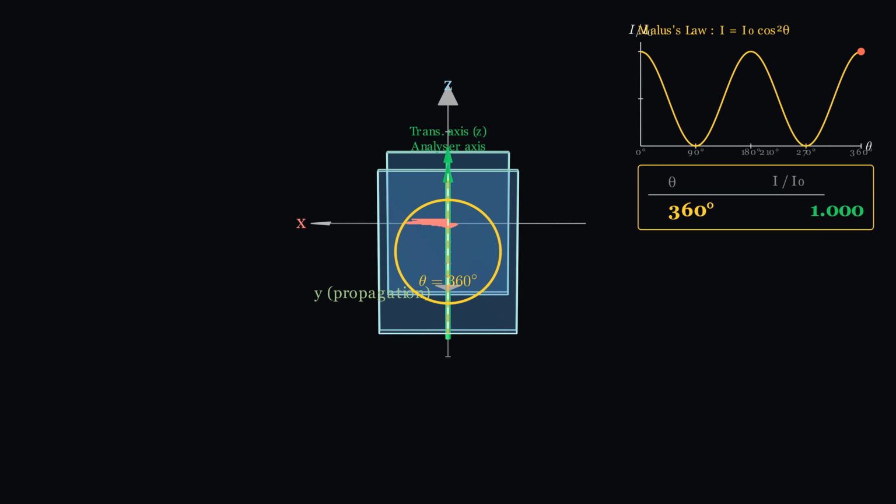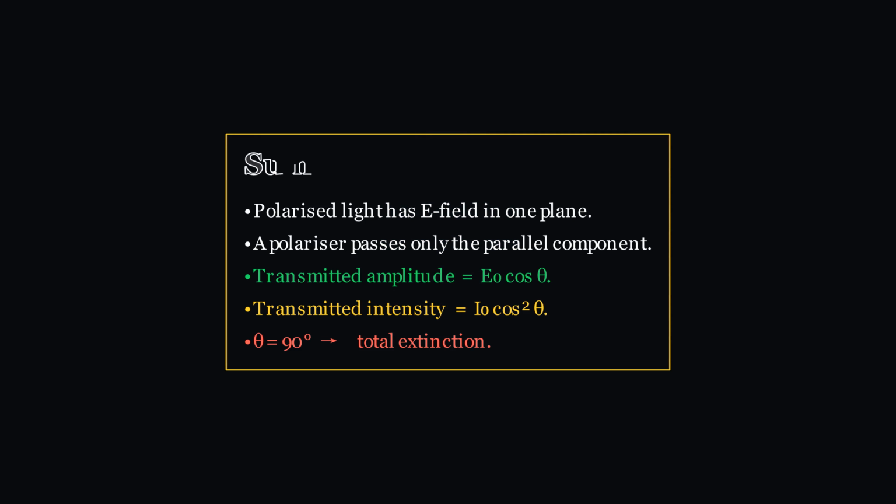In summary, polarized light has its electric field in one plane. A polariser passes only the parallel component. The transmitted amplitude is E0 cosine θ, so the intensity is I0 cosine squared θ, Malus's law. At 90 degrees the beam is extinguished completely.